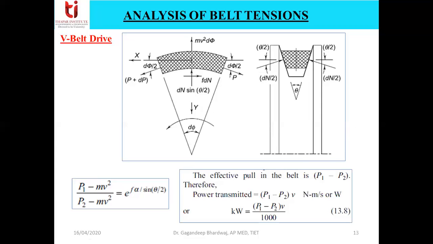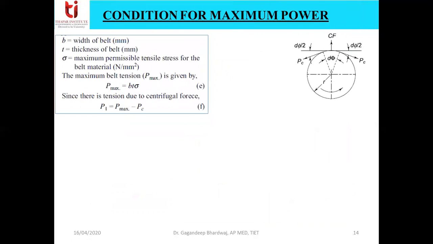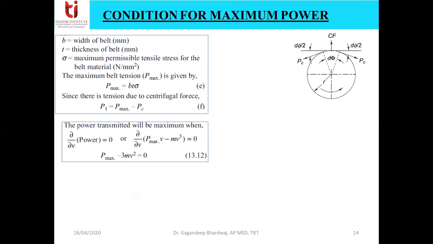The effective pull in the belt is given by P1 minus P2, that is the net effective pull, and power transmitted is (P1 minus P2) into v. If it is given in kilowatt, we will divide it by 1000. This is all about the ratio of driving tension and the power transmitted in case of flat belt and V belt drive. Next is the condition for transmission of maximum power.